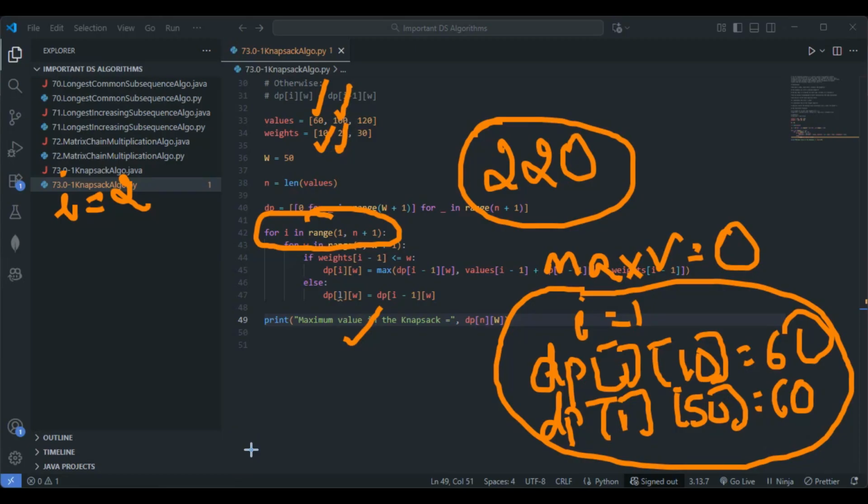So we will combine item 1 plus item 2 at the capacity 50, right? So this gives 60 plus 100, which will be equivalent to 160.